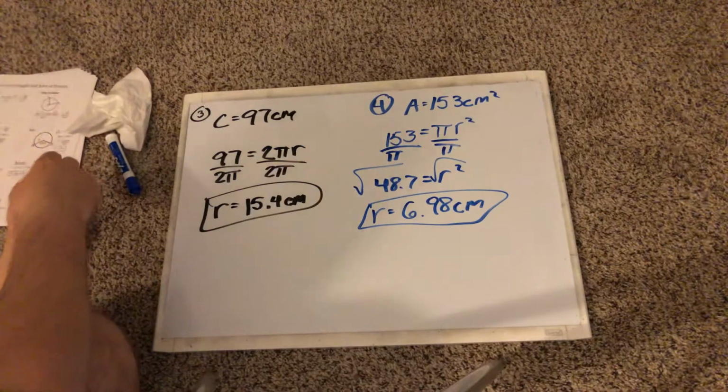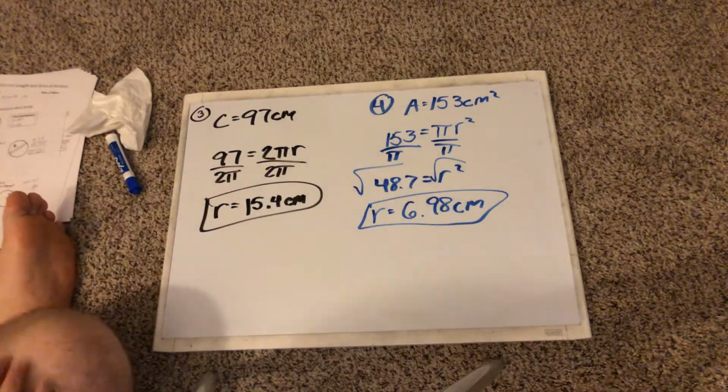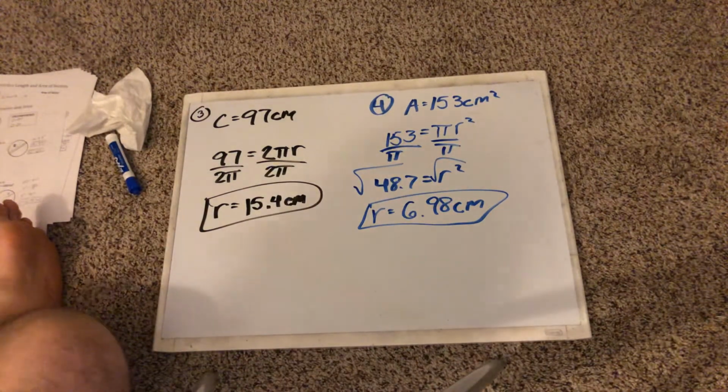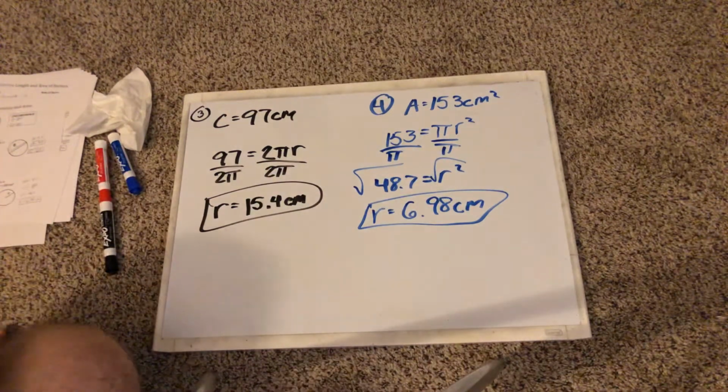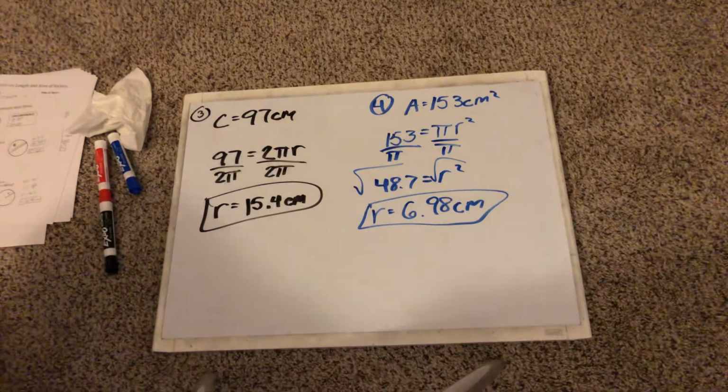That should be kind of review. But for numbers 1 and 2, when I'm telling you to find the circumference and area, please leave that in terms of pi. I will mark you wrong if you don't do that. Thanks, and don't forget your units.